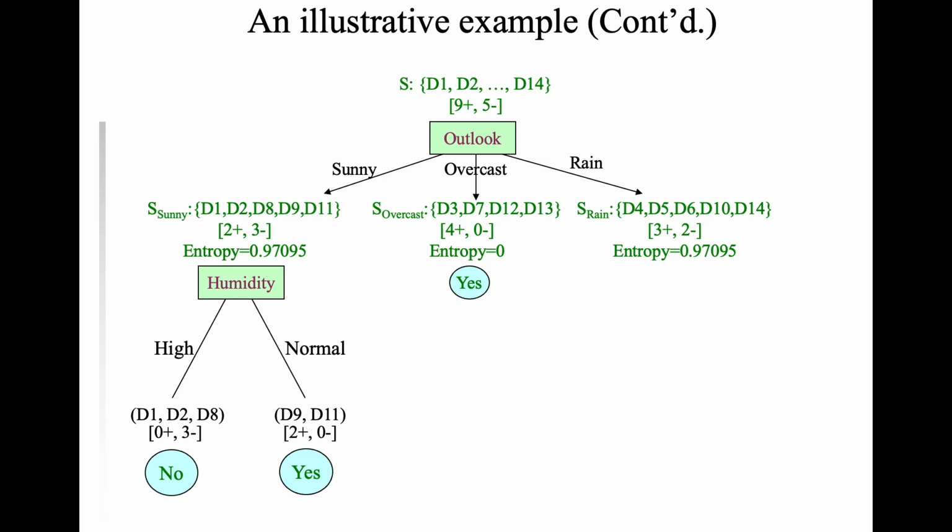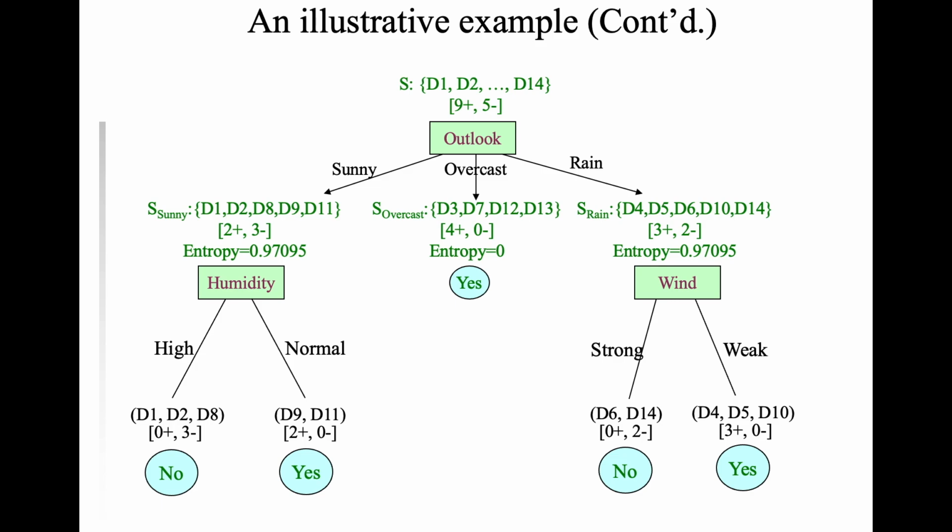So if the outlook is sunny and the humidity is high, what are the class labels for the outlook sunny and humidity high? How many class labels do we have in yes? How many do we have in no? So for humidity high, they all belong to the no class, right? So we reach the leaf because all of them belong to the same class label. Also for humidity normal, all belong to class label yes. So we reach the leaf.